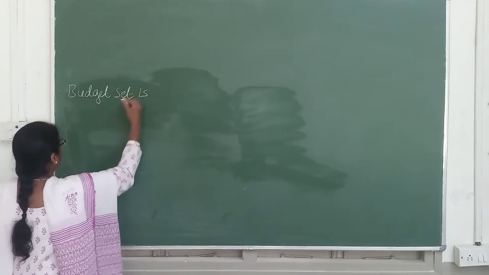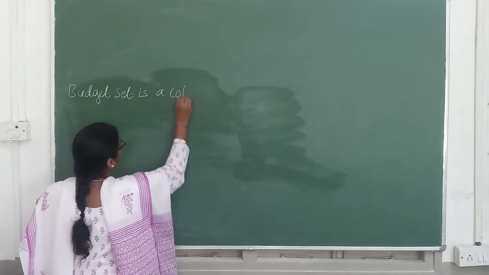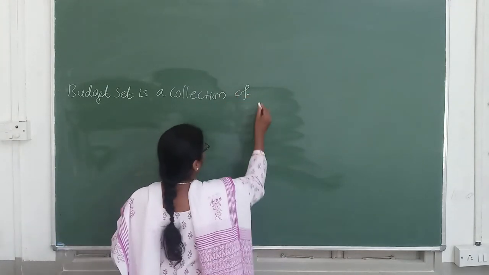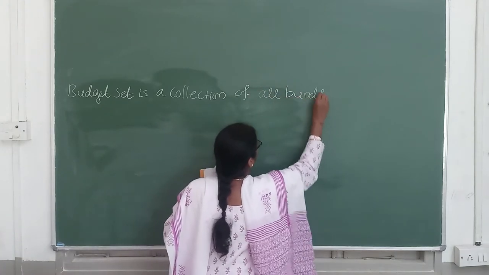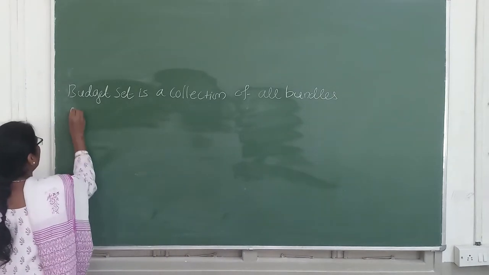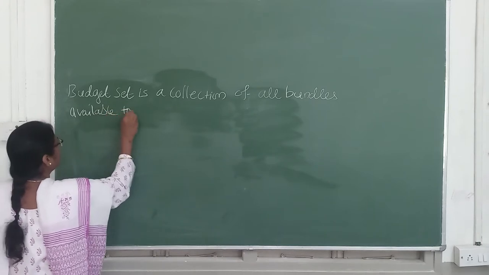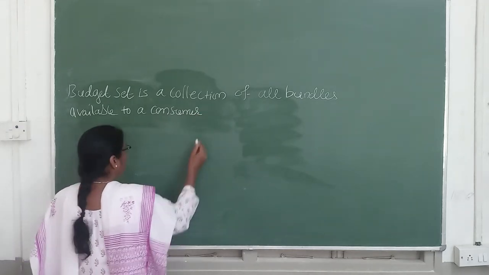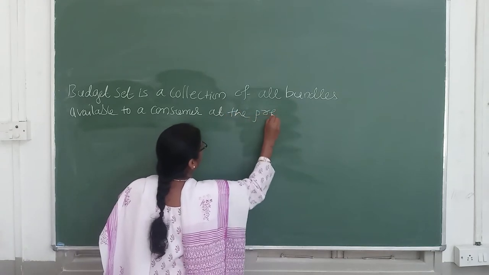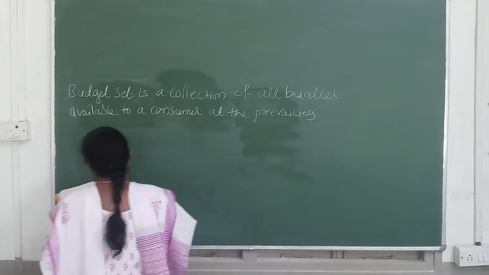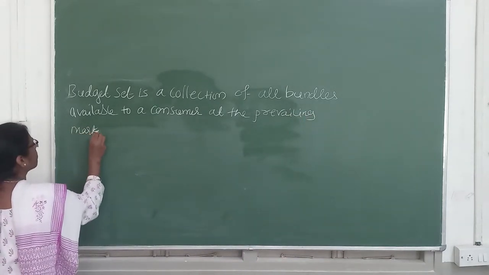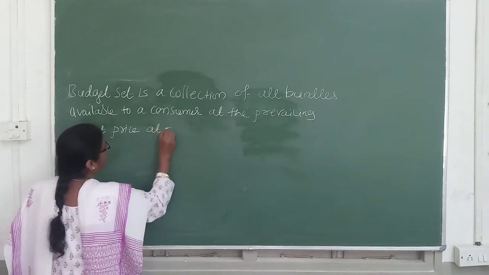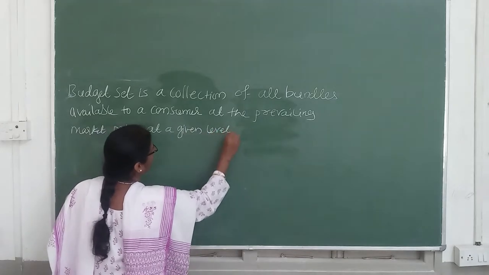Budget set is a collection of all bundles available to a consumer at the prevailing market price at a given level of income.